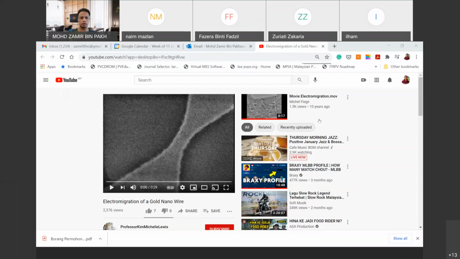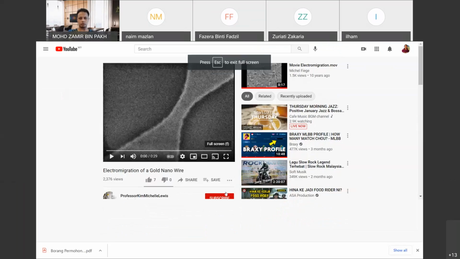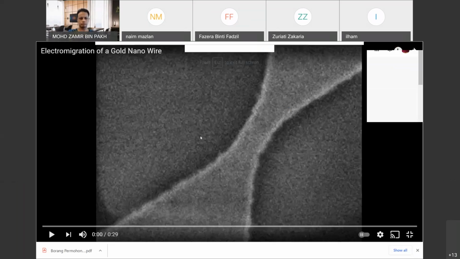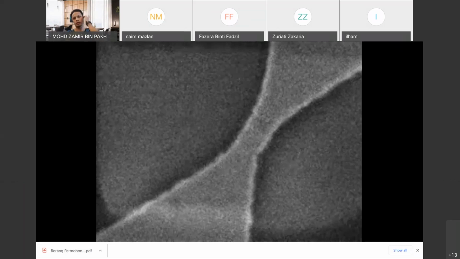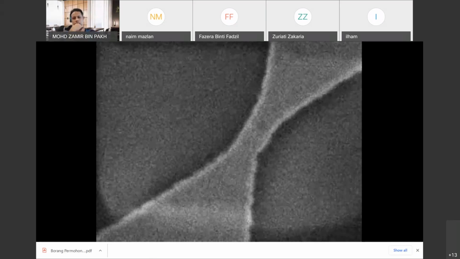Okay, good. So let me just play this electromigration in a gold nanowire. This is a gold nanowire that you can see on the page. Let me just zoom it to full screen. Okay, and play. It's only 29 seconds. So let's see what happens to the contacts as the current passes through.